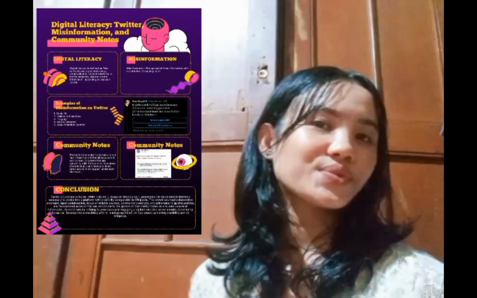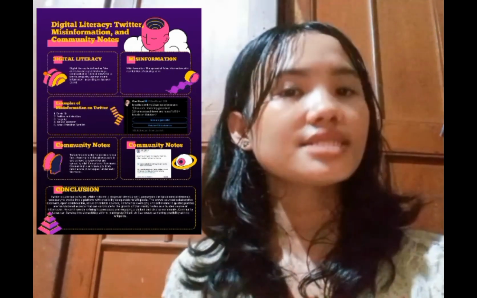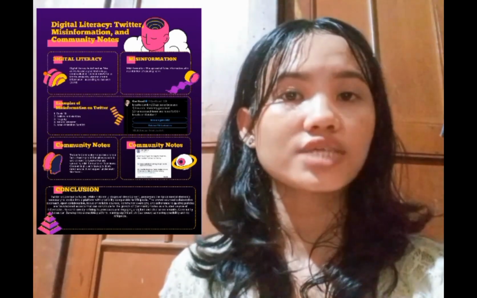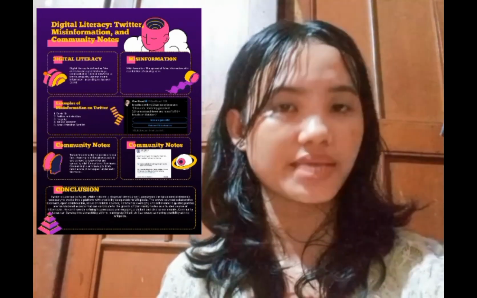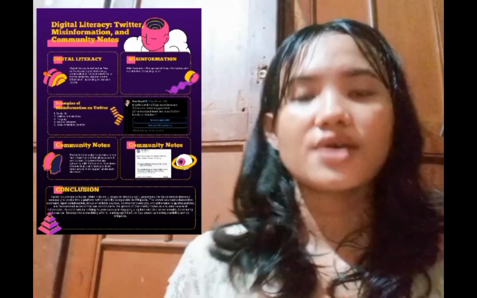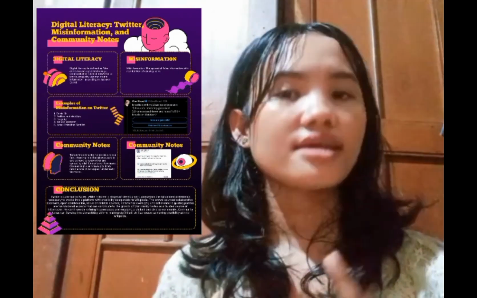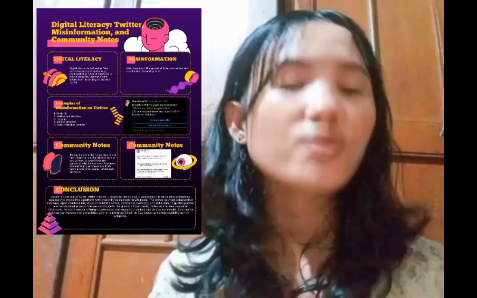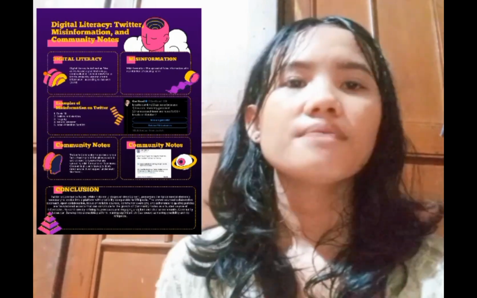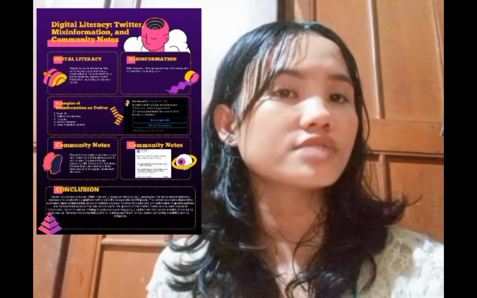Okay, I will tell you what is digital literacy. Digital literacy is defined as the ability to use digital technology, communication tools, or networks to locate, evaluate, use, and create information. Information pollution is classified into three types. One, misinformation. Two, disinformation. And third is malinformation. Right now we focus on misinformation. What is misinformation? Misinformation is the spread of false information with no intention of causing harm.